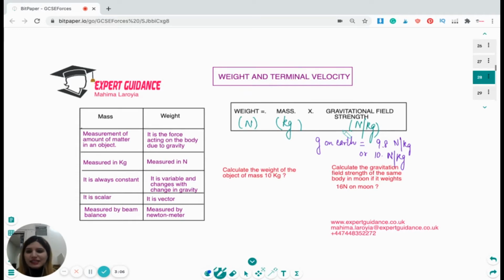Now what exactly is this weight? The weight is the force acting on the body due to gravity. The mass and weight are different. Mass is nothing but the amount of matter in an object.